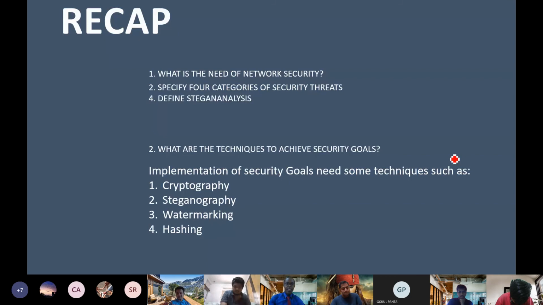Litik Mehta, define stego analysis. What is stego analysis? Litik, you are not moving. Can you move like this? I just want to see if you can move. You are paused. Maybe you can't hear. Okay, Litik is not there.